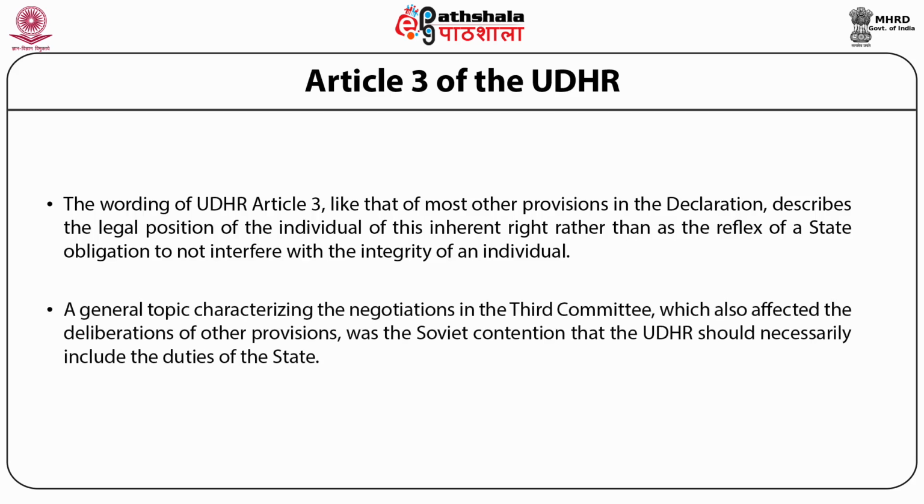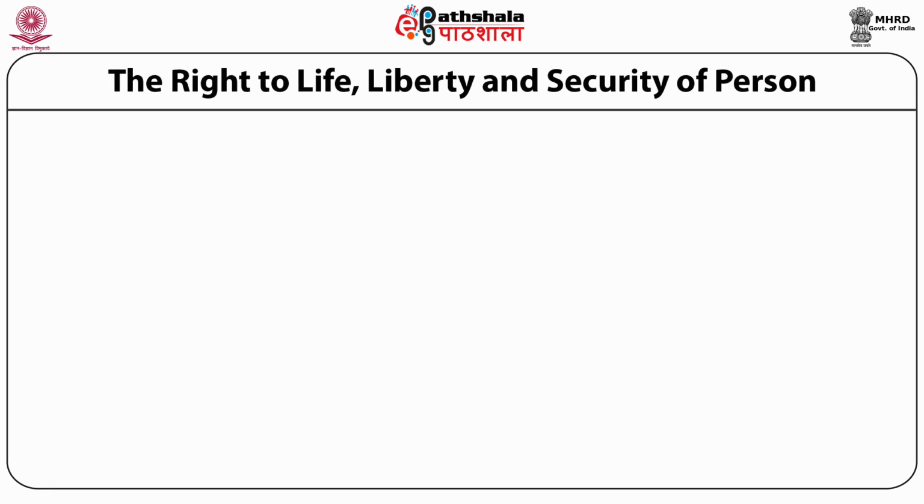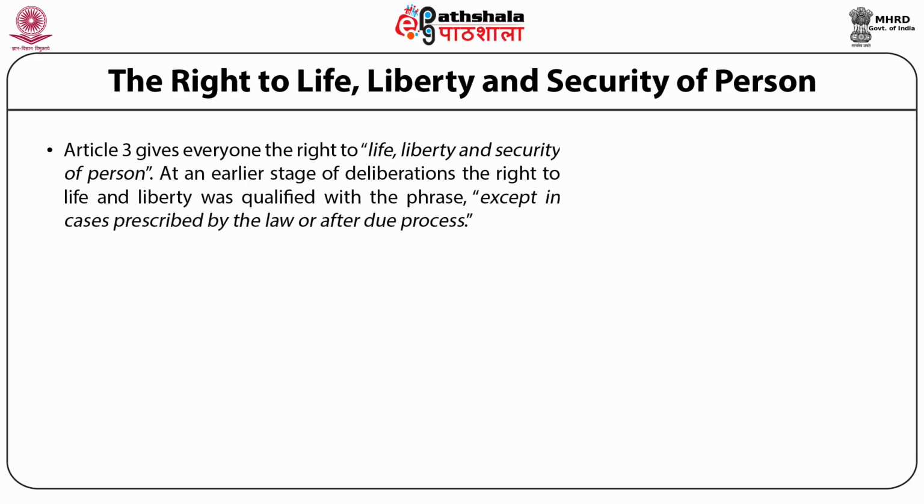A general topic that characterized the negotiations when the drafting of Article 3 was taking place was that Article 3 should also include the duties of the state and what the state should do to promote an individual's right to life. Let's now come to Article 3 and the deliberations on Article 3, the right to life, liberty, and security of person. Article 3 gives everyone the right to life, liberty, and security of person.